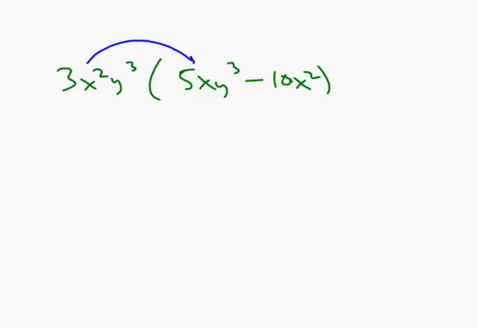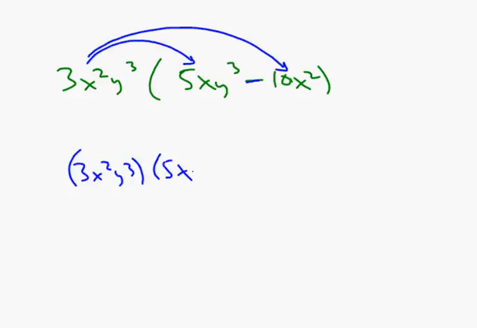So this looks a little more complicated. 3x squared y cubed times 5xy cubed minus 10x squared. All right. Again, you just apply distributive properties. You multiply 3x squared y cubed by the first term, and then also the second term. Distributive property works if you have subtraction also. So here we go. So we get 3x squared y cubed times 5xy cubed minus 3x squared y cubed times 10x squared.